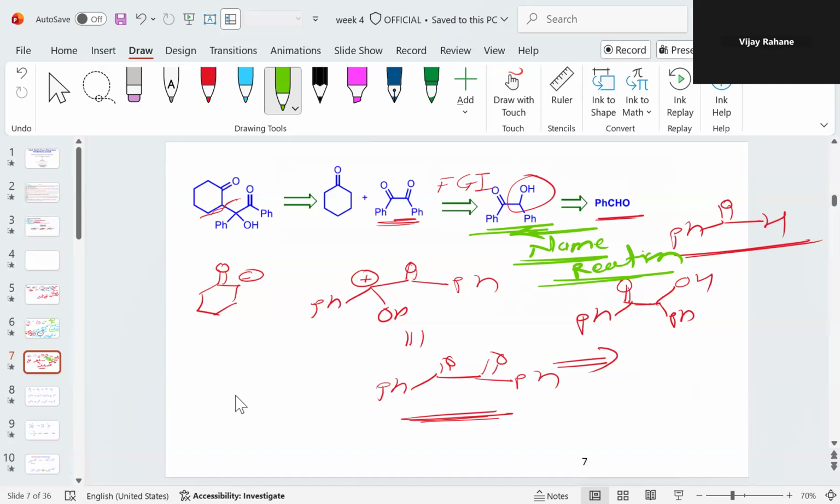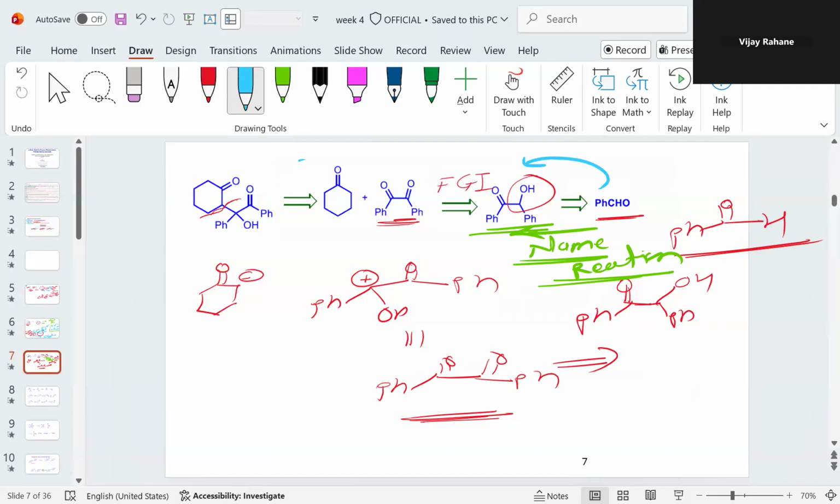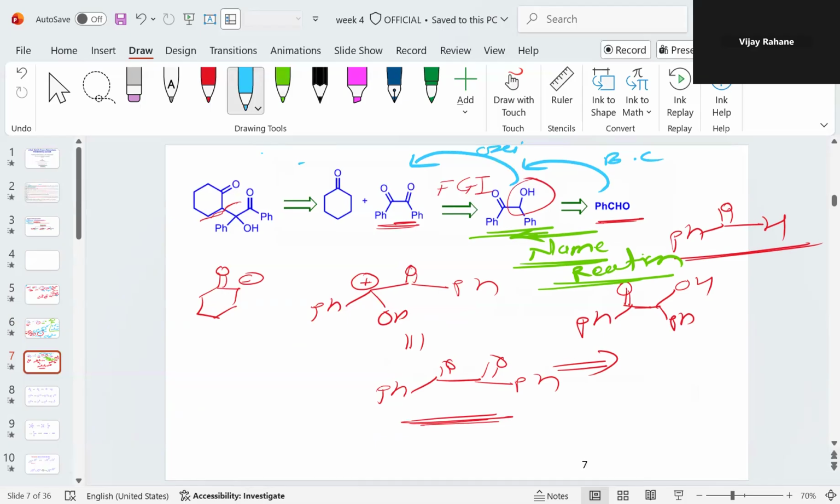In this way, we can do the retrosynthesis of this molecule, and the forward synthesis, I think, is easy to do now. I will just show here how one can achieve the forward synthesis. This is just the first step, the benzoin condensation. The second step is just the oxidation. This is just oxidation, and then we can achieve this one.